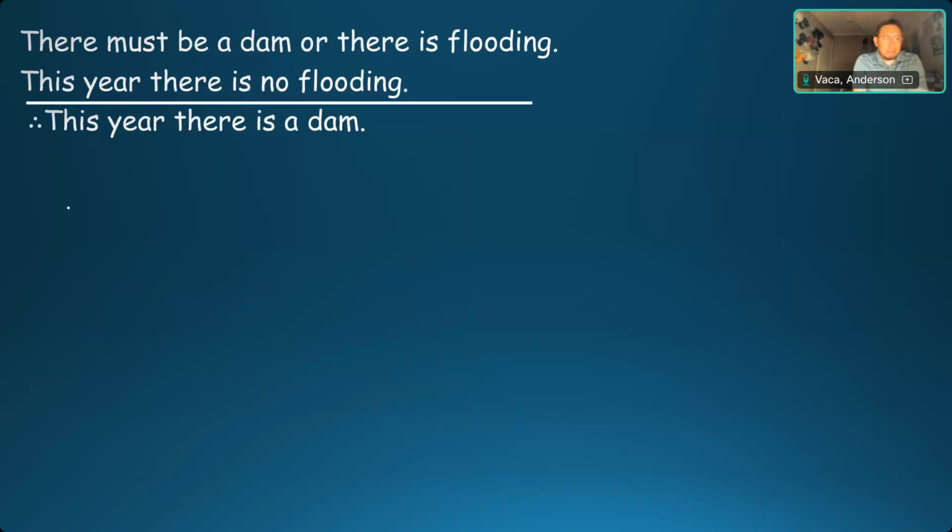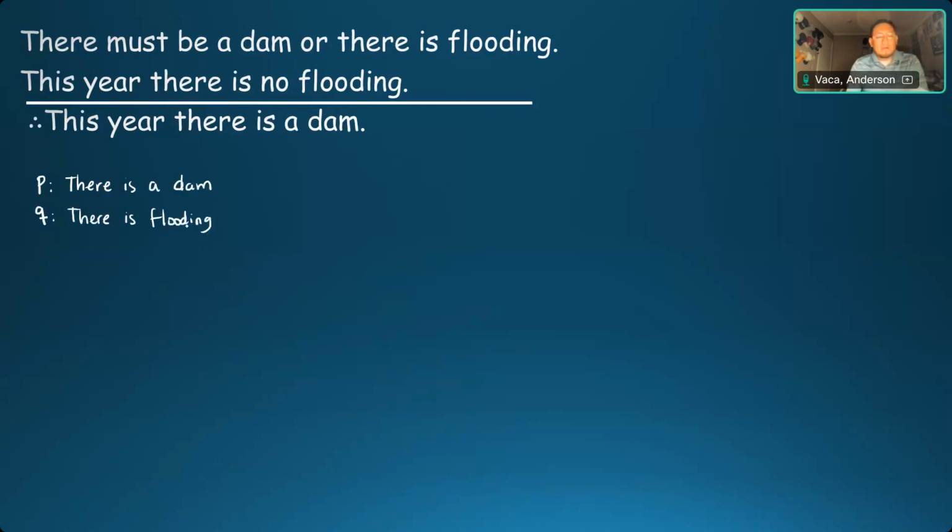So I'm going to start by labeling some variables. I'm going to say that the variable P will be that there is a dam. All right, let's see. Second variable, I see here that there is flooding, okay? There is flooding.